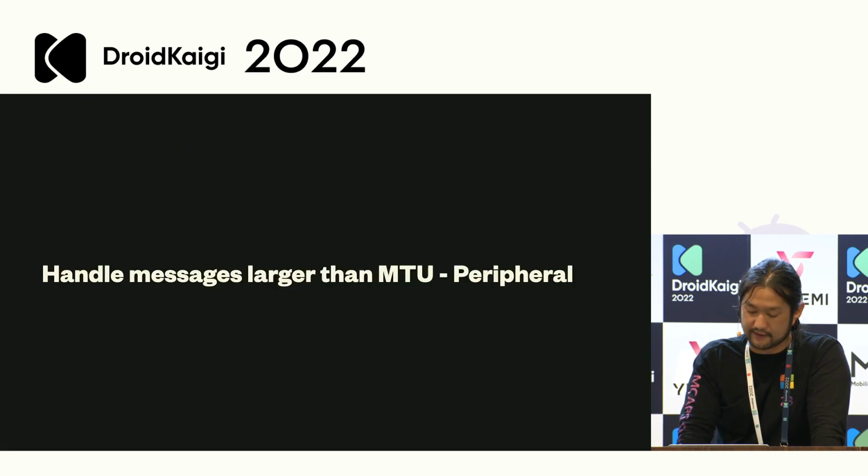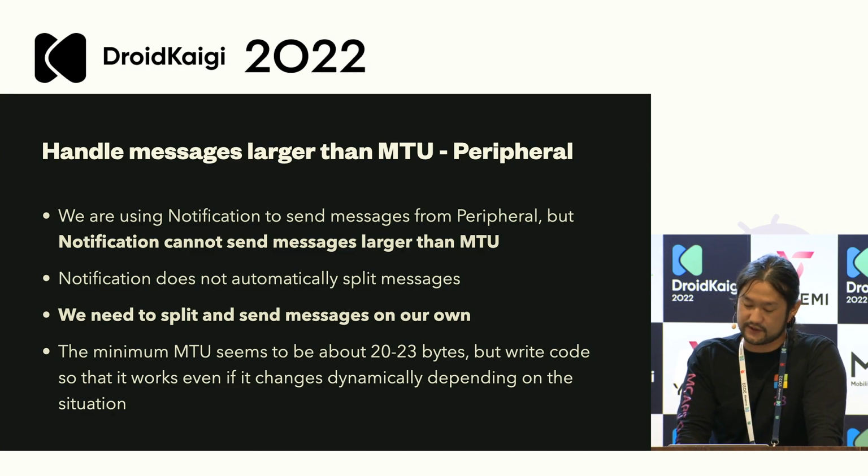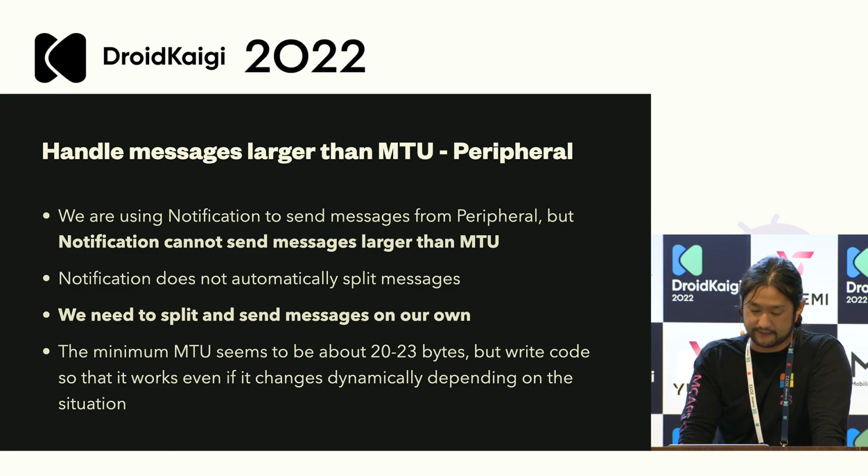Next, we will see how we can handle a message larger than the MTU from the peripheral side. Remember, the way to send a message from peripheral to central is through notification. The bad news is peripheral does not have a mechanism to automatically split the outgoing message into chunks. What happens is notification simply ignores the rest of the message that is larger than the MTU. So we need to split it and send the chunks one by one manually. MTU varies depending on the device, but about 20 to 23 bytes seems the minimum, and 120 bytes is the maximum. So we need to write code flexible enough to let the MTU value change dynamically.